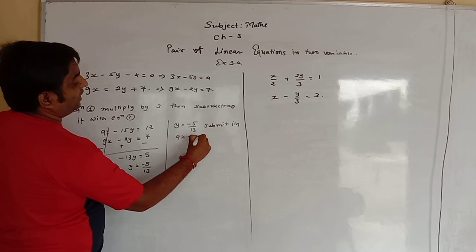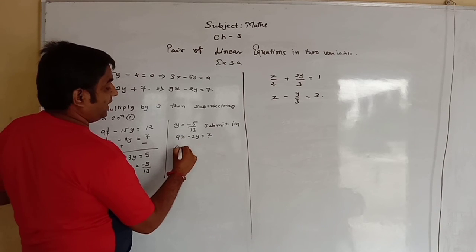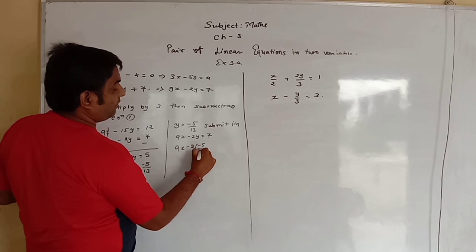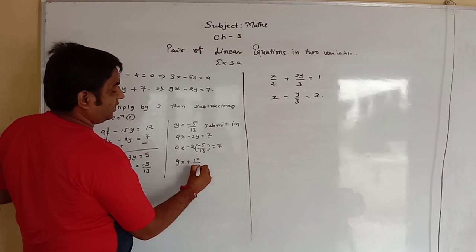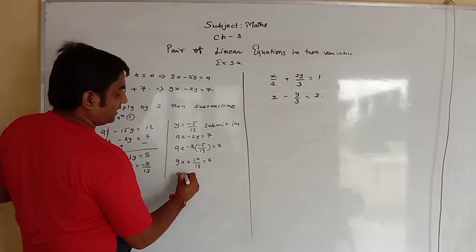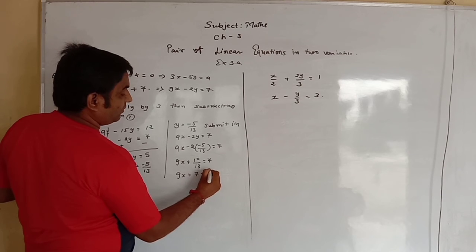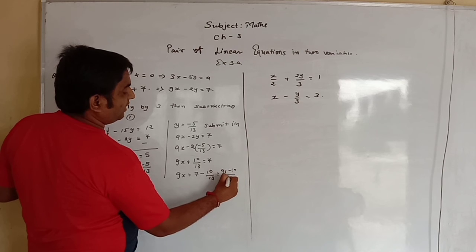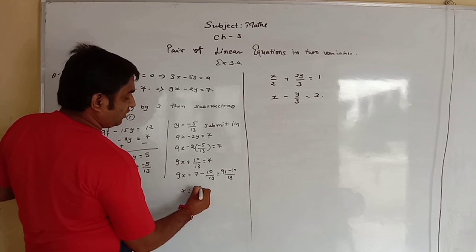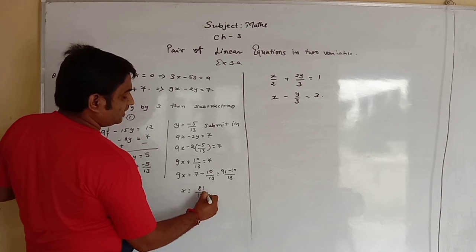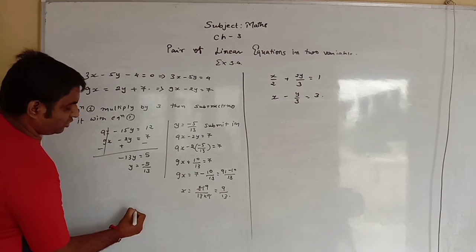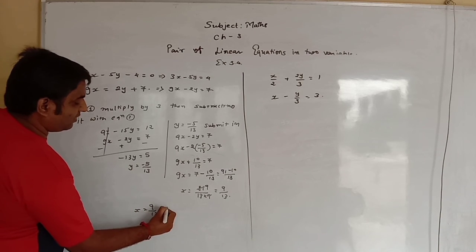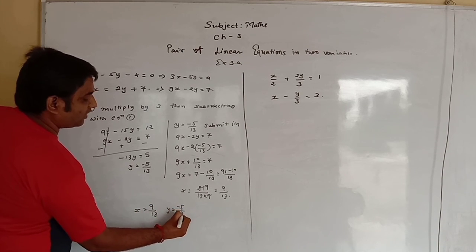So y equals minus 5 by 13, substituting in 9x minus 2y equals 7. So 9x minus 2 into minus 5 by 13 equals 7. So 9x plus 10 by 13 equals 7. So 9x equals 7 minus 10 by 13, which is 91 minus 10 by 13. So x equals 81 by 13 into 9. So 9 nines are 81, and so x equals 9 by 13. And so the solution is x equals 9 by 13, y equals minus 5 by 13.